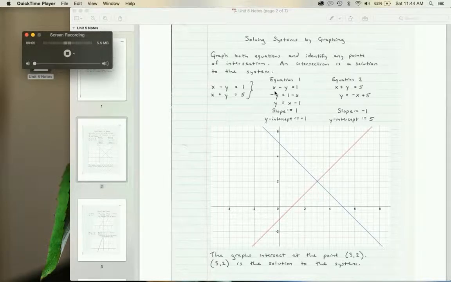The first equation, x minus y equals 1, can be rearranged by moving the x over to the other side of the equation. I will subtract it from both sides. I'm left with -y equals 1 minus x. Now I want the y by itself to be positive, so I will divide both sides by -1, or you could multiply both sides by -1. We're just going to flip all of the signs, and I will be left with y equals x minus 1.